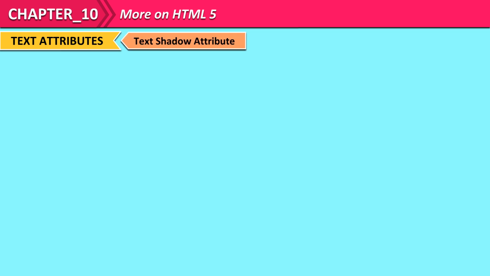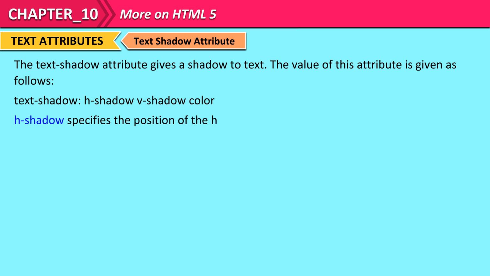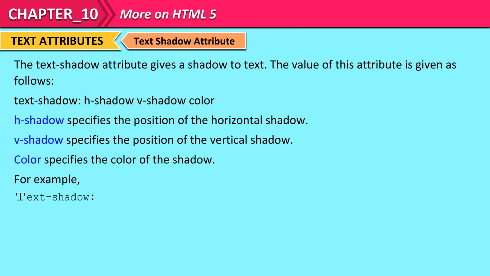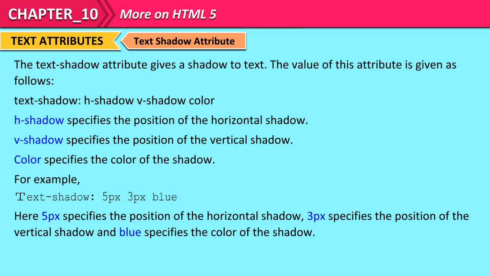Text shadow attribute. The text shadow attribute gives a shadow to text. The value of this attribute is given as follows. Text shadow, H shadow, V shadow, color. H shadow specifies the position of the horizontal shadow. V shadow specifies the position of the vertical shadow. Color specifies the color of the shadow. For example, text shadow 5 pixel, 3 pixel, blue. Here 5 pixel specifies the position of the horizontal shadow, 3 pixel specifies the position of the vertical shadow, and blue specifies the color of the shadow.